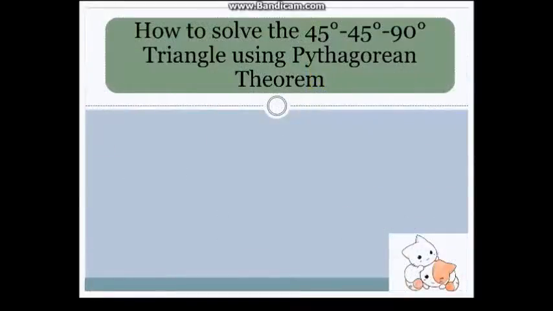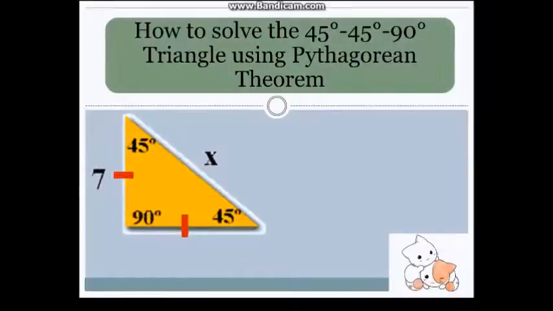We can also try the Pythagorean theorem solution. Since we need to find the hypotenuse, we are going to use the formula c squared is equal to a squared plus b squared. X squared is equal to 7 squared plus 7 squared. X squared is equal to 49 plus 49. X squared is equal to 98.